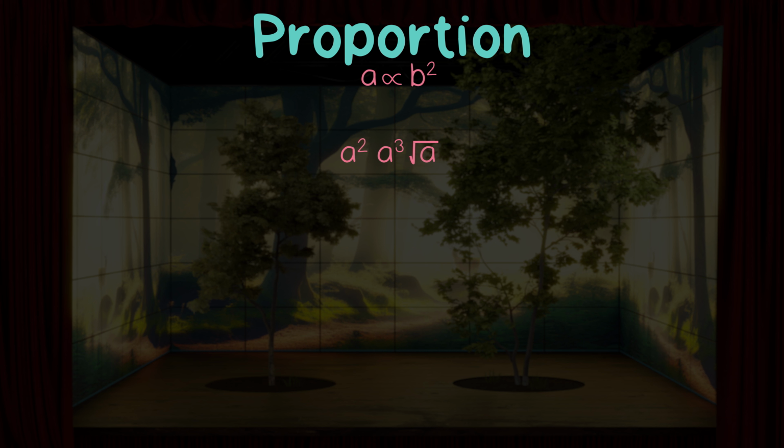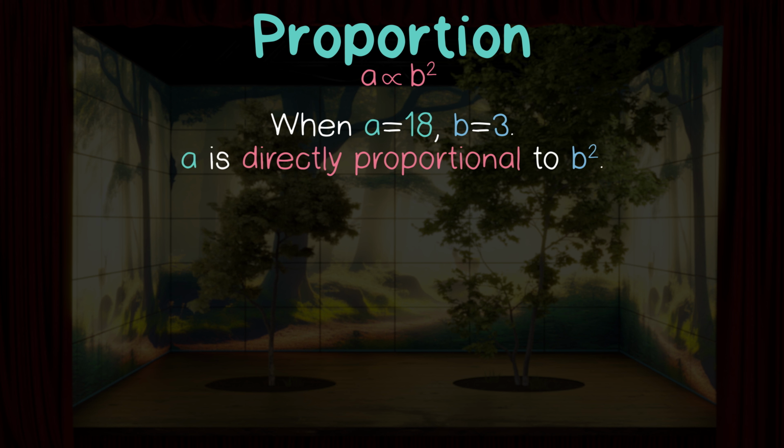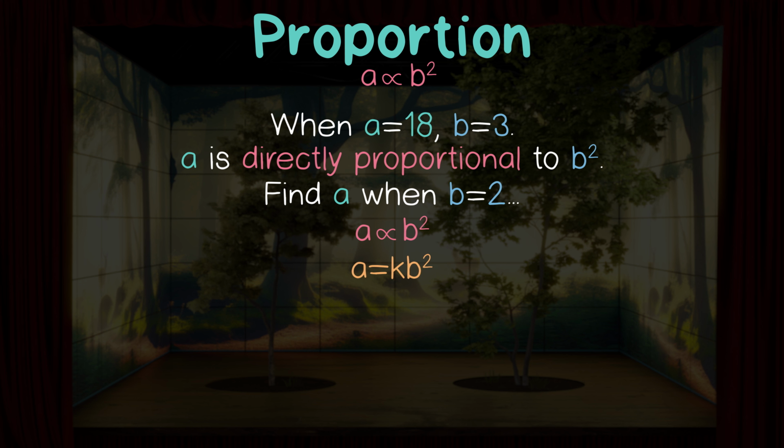Now let's try a problem featuring a squared number before moving on. When A equals 18, B equals 3. A is directly proportional to B squared. Find A when B equals 2. So we've been told that A is directly proportional to B squared, so we can set up our formula like this. And then again, we input the numbers we already know and solve for k.